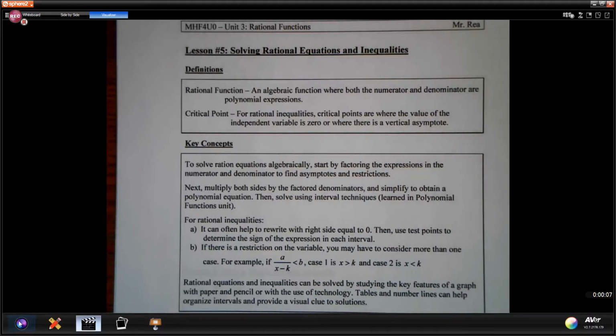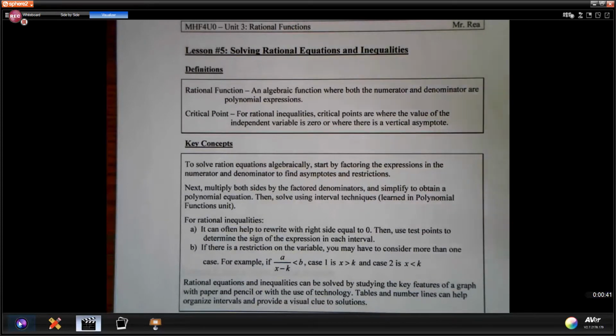We're in the rational functions unit, and today we're going to be looking at solving rational equations and inequalities. Now you've already done the polynomial unit where you solve polynomial equations and inequalities. There's a lot of similarities to what we did for that and for this, especially some of the techniques we use for the inequalities you will be seeing again here.